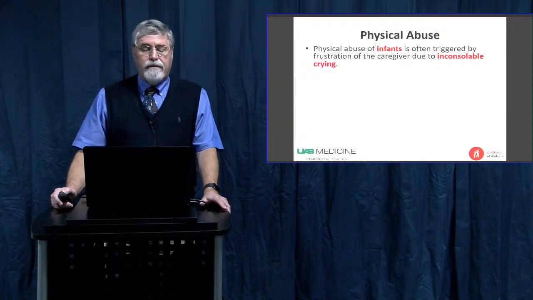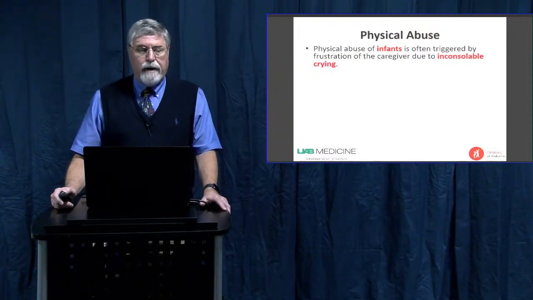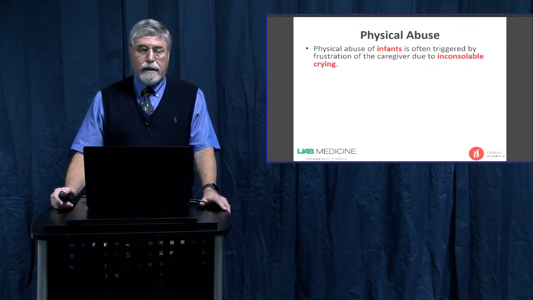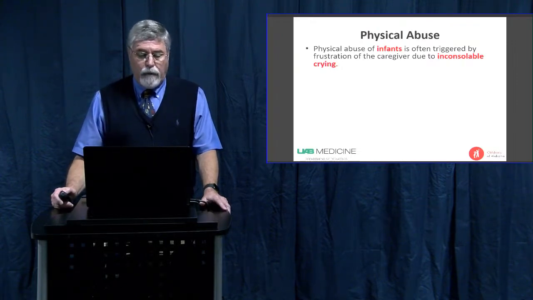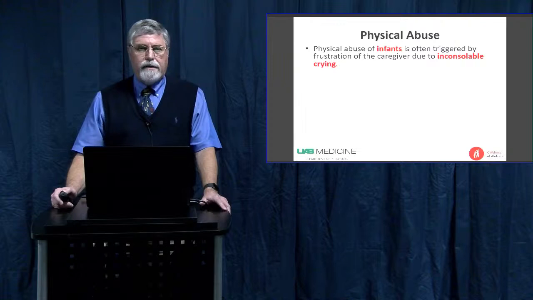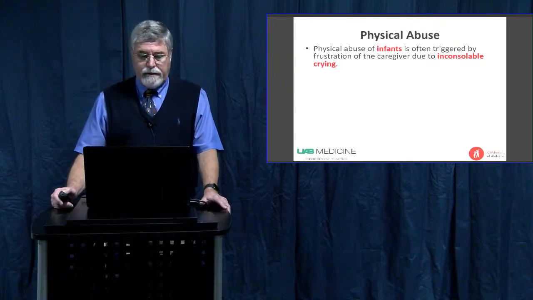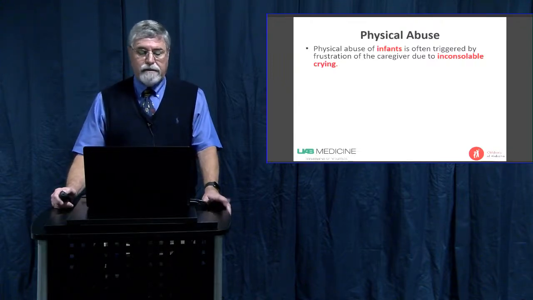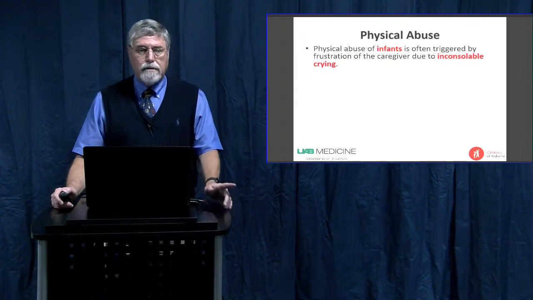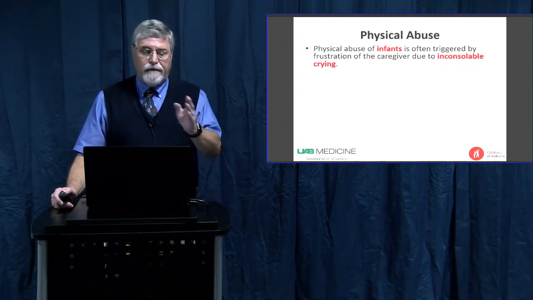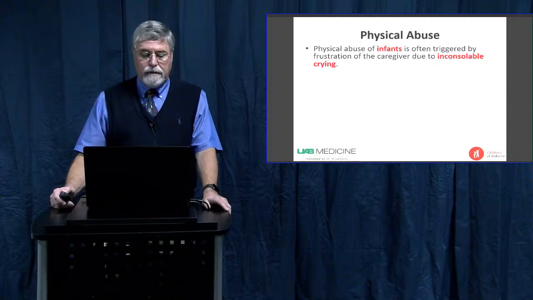So physical abuse of infants is usually triggered by frustration of caregivers due to inconsolable crying, which starts around 2 weeks of age, peaks at 2 to 4 months, and starts to fade at 6 months. And the incidence of physical abuse in that age group is identical to the curve of the inconsolable crying in infants.